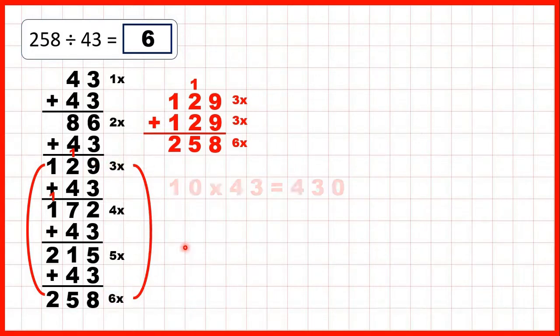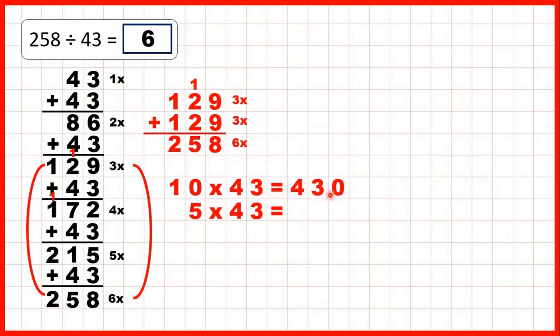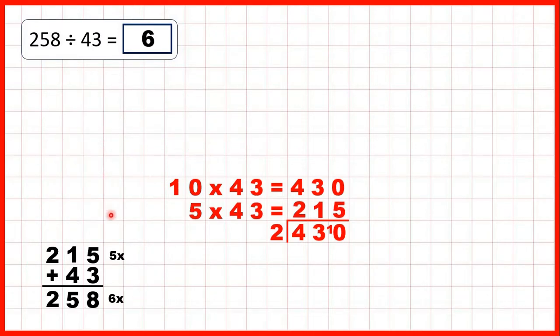So we could have got our answer more quickly if, when we'd got to 3 times, we'd doubled to find 6 times. Or we could have worked out that 10 times 43 is 430, because when you multiply a number by 10, if it's a whole number, you can just put a 0 on the end. Then we could have worked out 5 times by finding half of 10 times, so dividing 430 by 2. 4 divided by 2 is 2, 3 divided by 2 is 1 remainder 1, and 10 divided by 2 is 5. So then we wouldn't have needed to work out 1, 2, 3 or 4 times, but could have counted on 43 from 5 times.